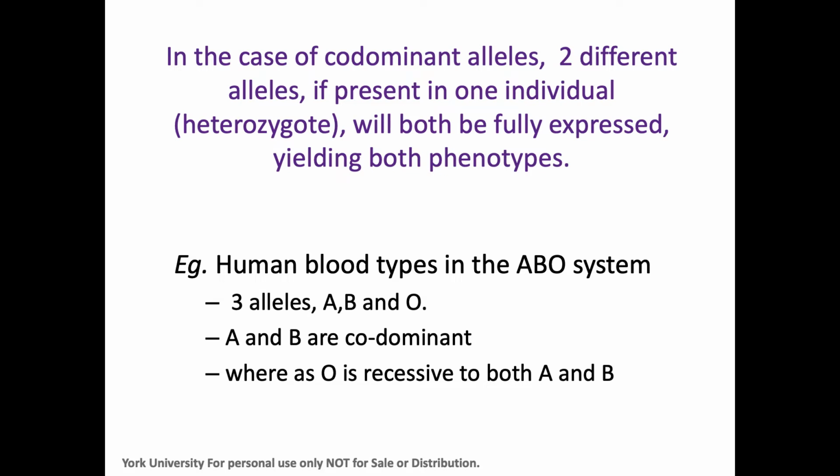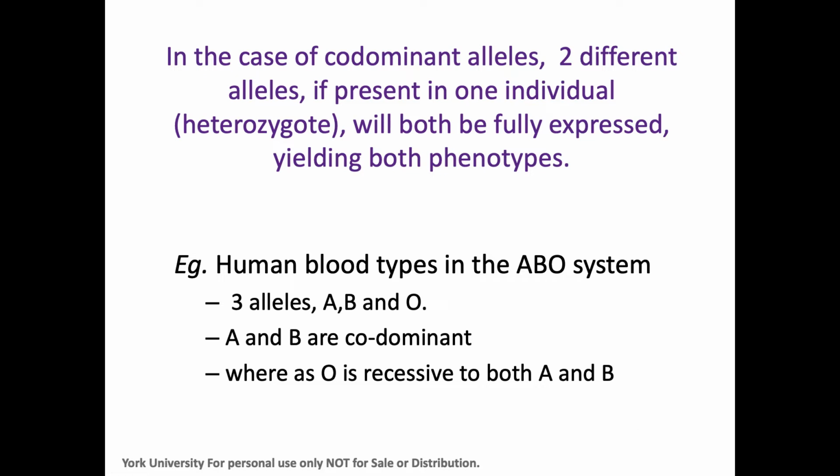Another situation where the heterozygote shows a phenotype which is different from the two homozygous phenotypes is in the case of something called codominance. In the case of codominant alleles, both alleles, if present in one individual, are fully expressed, meaning that both phenotypes that are visible in homozygotes are actually visible in the heterozygote. And the most common example of codominance is the human blood types, the ABO system.